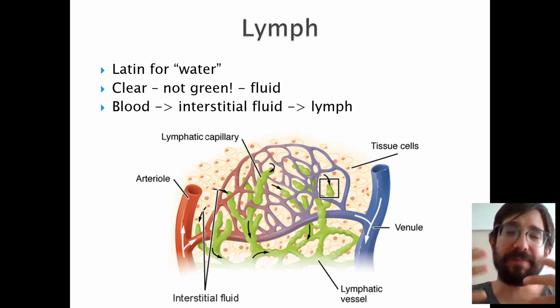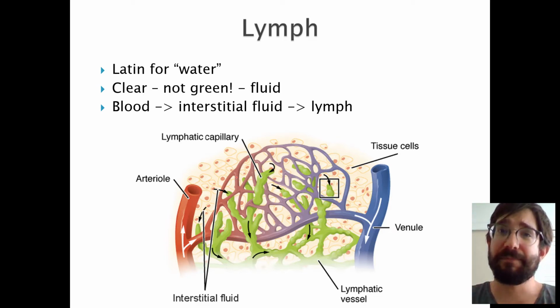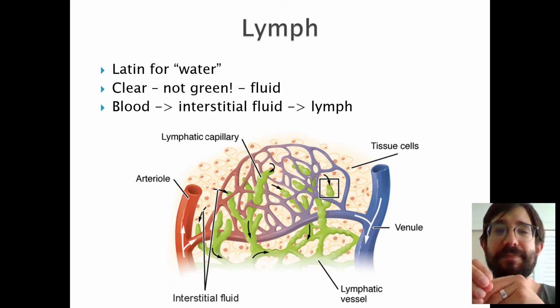17 liters of that per day will get drawn back into the blood vessels. The 3 liters that stays behind, that's called lymph. Once it gets sucked into the lymphatic vessels, we call it lymph.